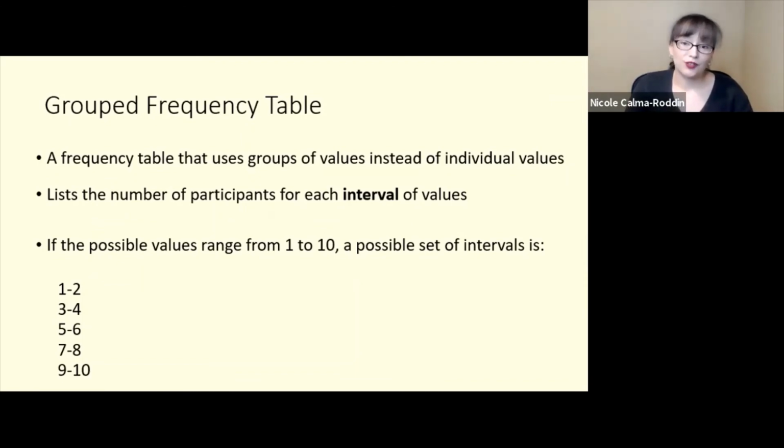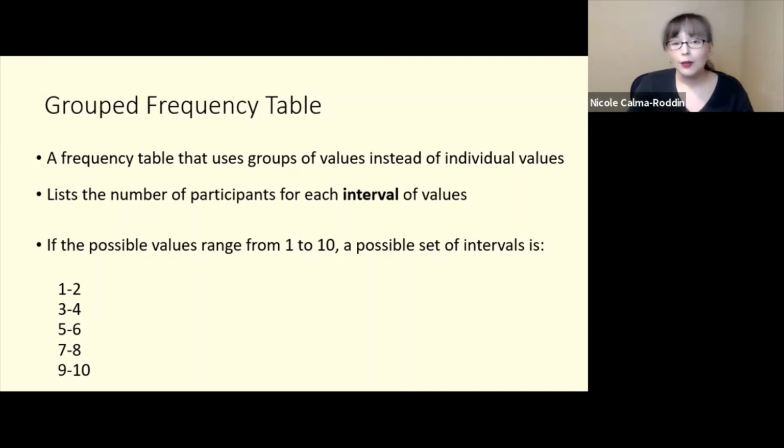Lastly, we have a grouped frequency table. A grouped frequency table is just a normal frequency table, and we're going to have numbers again. But instead of having individual values in that possible values column, that first column, we're going to use a group of values. Specifically, we're going to talk about this as an interval of values. So for instance, we can have possible values ranging from 1 to 10, and we can have intervals of 1 to 2, 3 to 4, 5 to 6, 7 to 8, and 9 to 10. In this case, the interval would be 2, meaning that there are 2 scores grouped together for each interval.